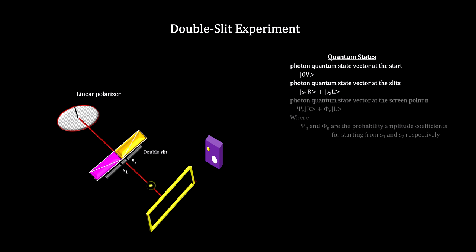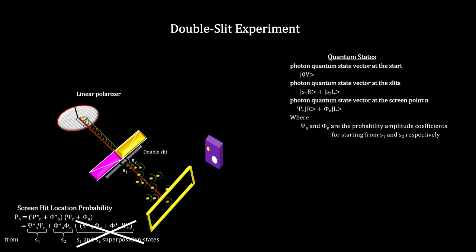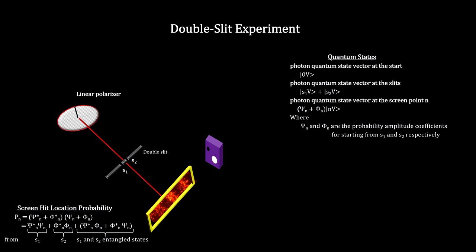Once the photon reaches the screen, we can measure its polarization and know which slit it went through. But because the left and right polarization terms are orthogonal, they cancel out when we calculate the probability distribution. We are left with a probability distribution that only contains terms for the two slits, giving us the blob instead of the interference pattern. Now, if we remove the quarter wave plates, we get back to superposition states and the interference pattern.